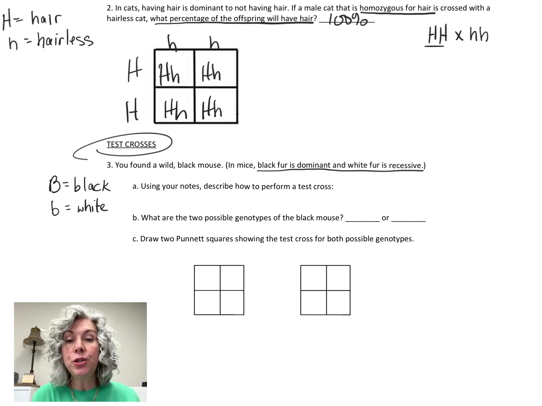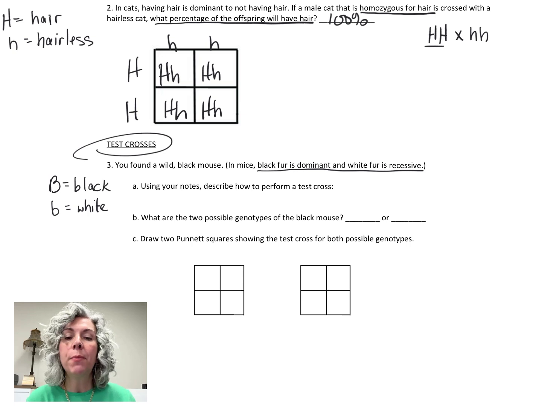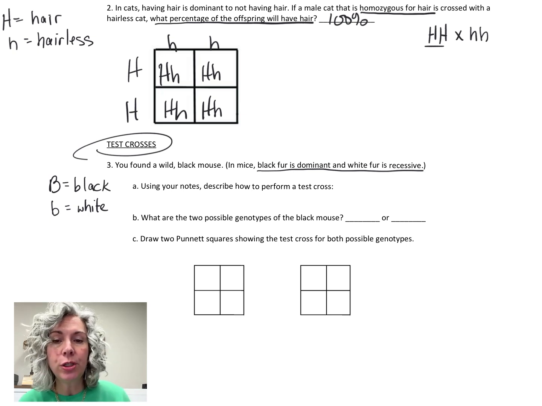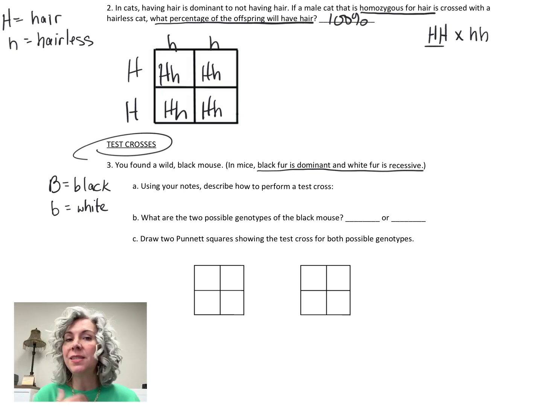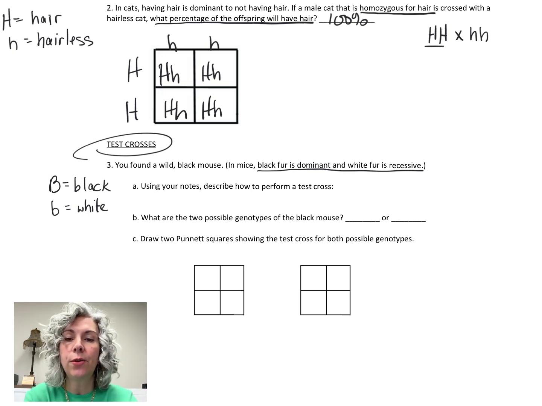Letter A just says, using your notes, describe how to perform a test cross. This is defined for you in the notes and some of the earlier presentations that hopefully you've watched up at this point. But let's answer this together. Using your notes, describe how to perform a test cross. This is my own words here and my explanation. A test cross is when you're crossing an unknown parent with a recessive parent, another recessive individual. Okay, so let's just write this out. How to perform a test cross.